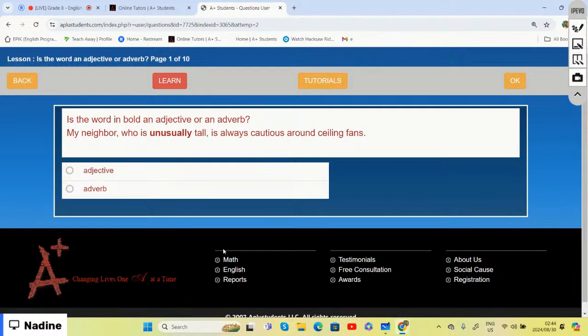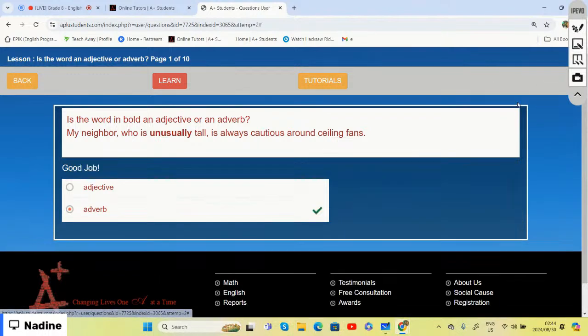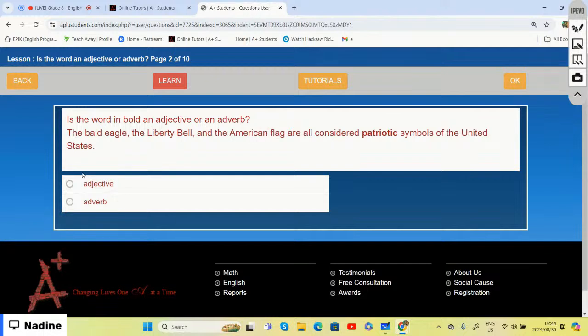And if we were to choose the correct word, or just if we were to say which word it is, we'll say that word is an adverb. Yes, well done. Unusually is an adverb. Well done. The bald eagle, the Liberty Bell, and the American flag, all considered patriotic symbols of the United States.